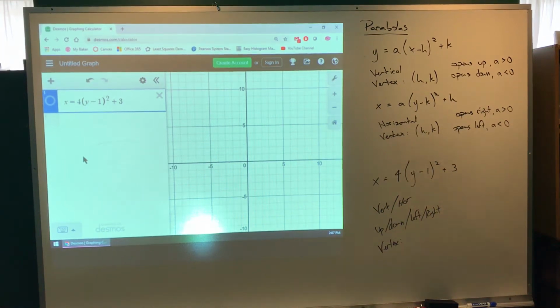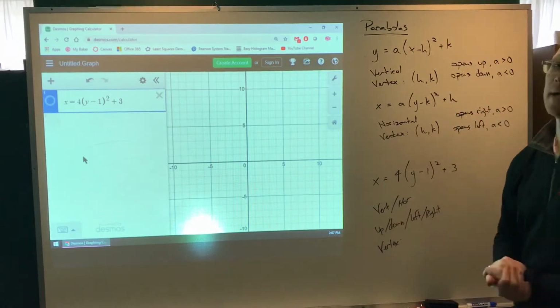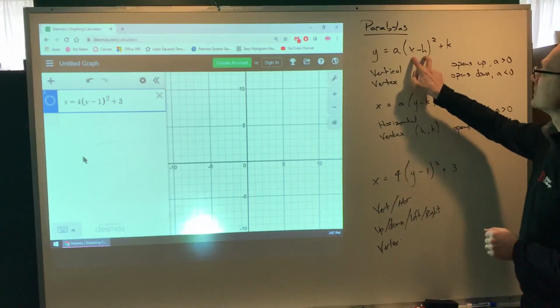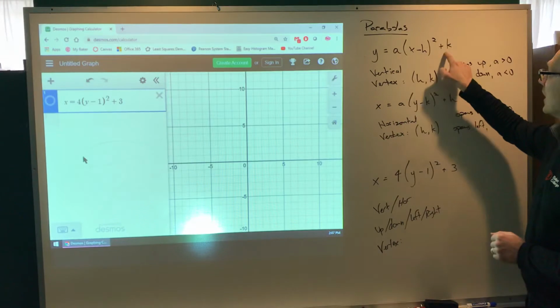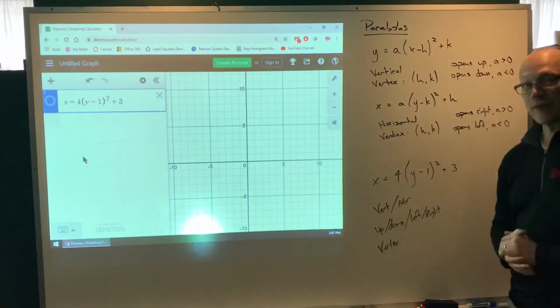Alrighty, so we've got section 13.4, which is parabolas. We've already spent a lot of time with the regular vertical parabolas of the form y equals a times (x minus h) squared plus k. This is vertical. Your vertex is (h, k).